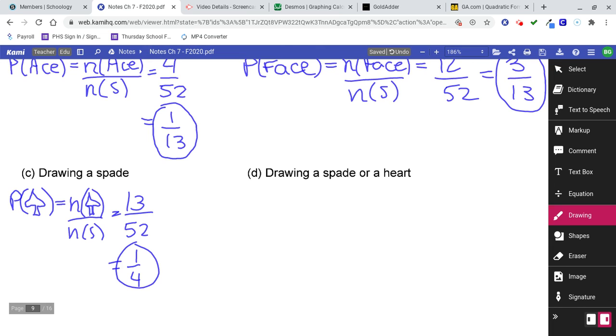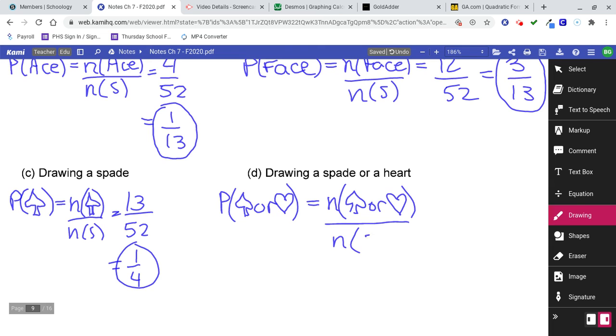Next one, drawing a spade or a heart. Well, how many? 26 spades or hearts. That sounds right. That's half the deck right there, right? 26 over 52 is 1/2.